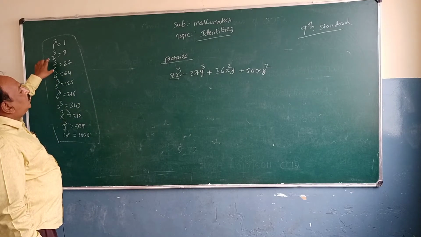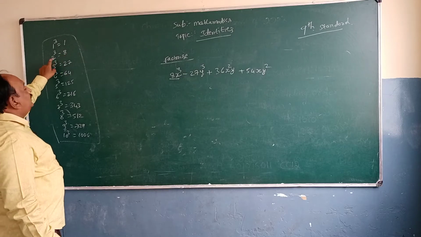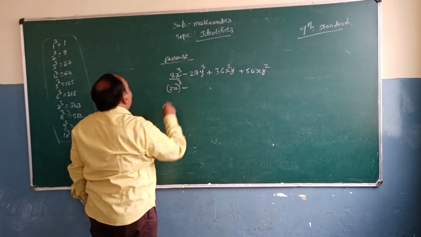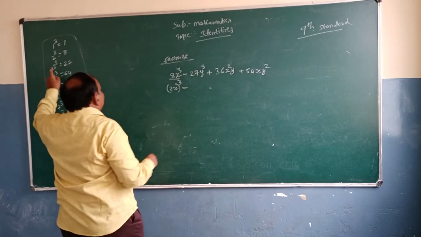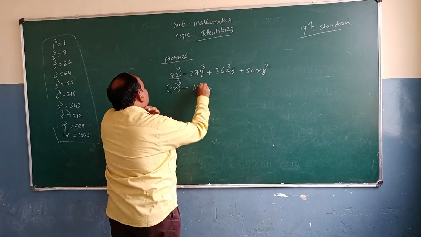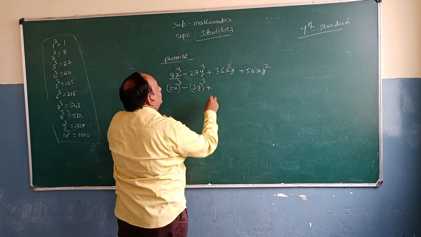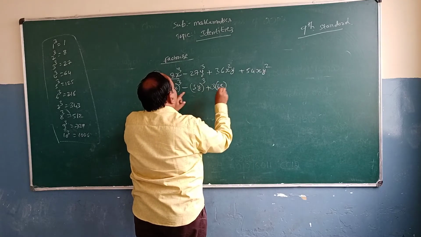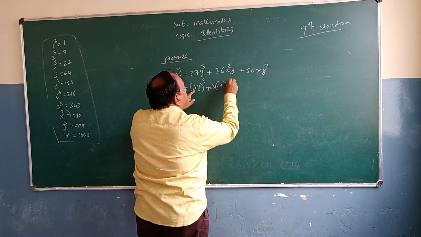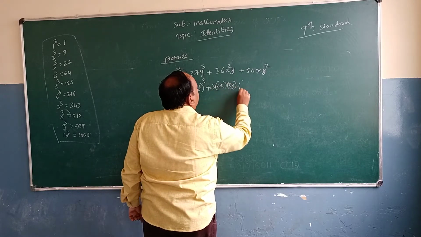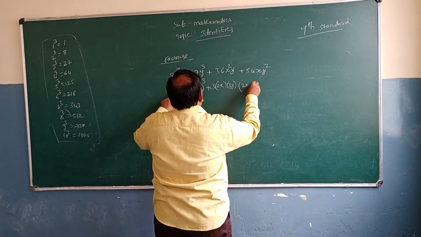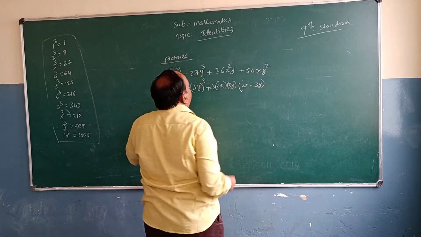The cube root of 8 is 2, so 8x cube is (2x) whole cube. The cube root of 27 is 3, so this is (3y) whole cube, plus 3 into (2x) into (3y) into (a plus b). What is a? 2x minus 3y.